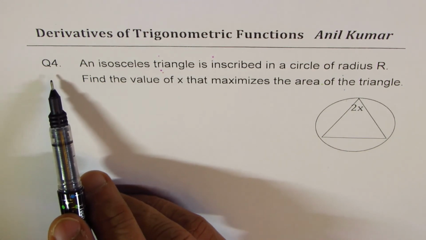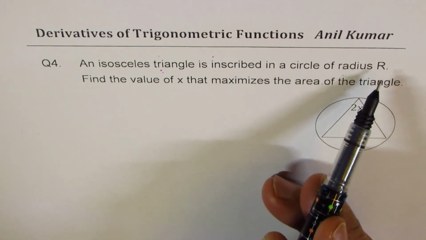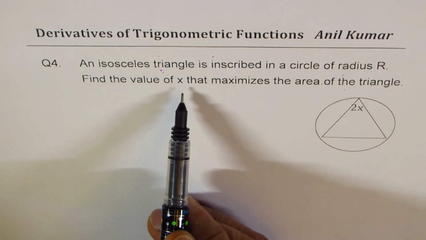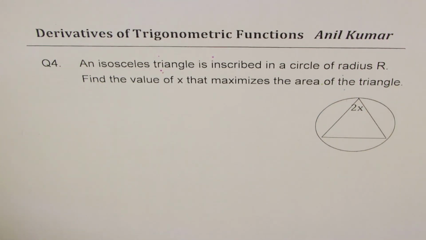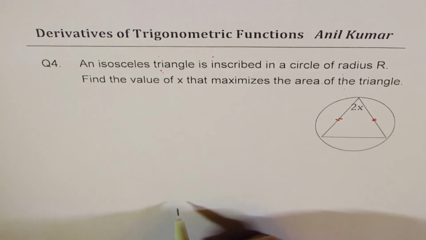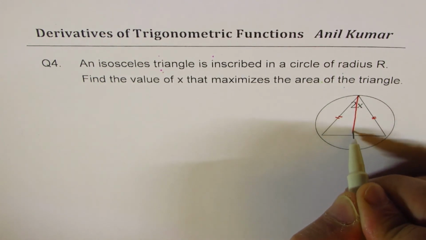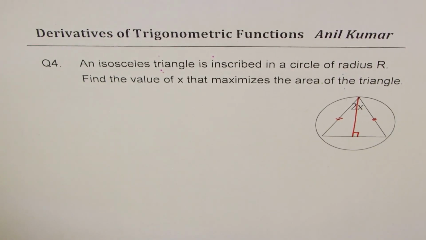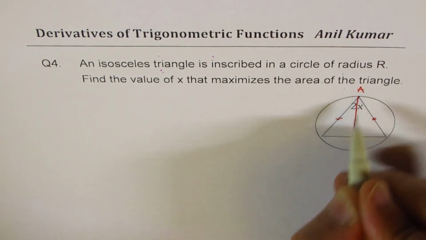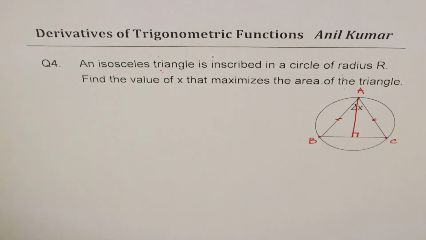The last question here is, an isosceles triangle is inscribed in a circle of radius r. Find the value of x that maximizes the area of the triangle. So we have already drawn a triangle, isosceles. Let's say these two are equal size. To find the area, I have to draw a perpendicular from here, right? So that's the perpendicular. Let us say the triangle is ABC, touching the circle like this.